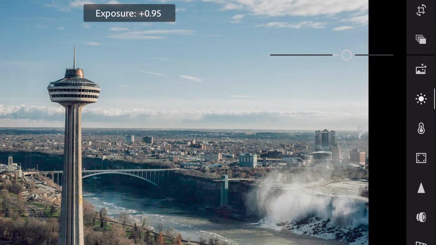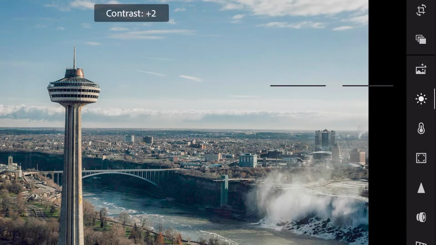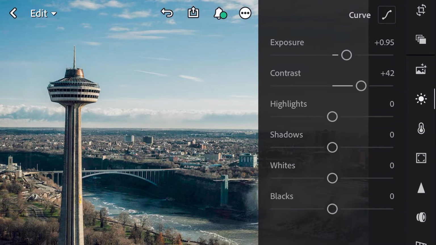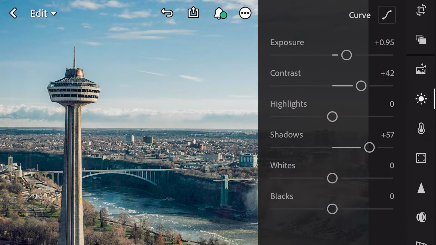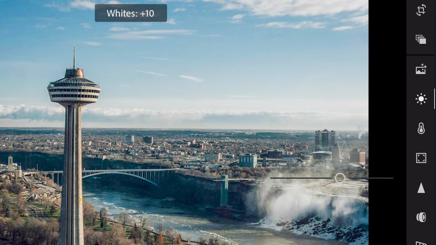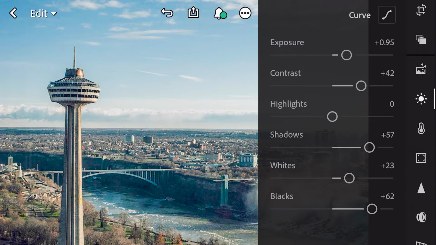Exposure plus 0.95. Contrast plus 42. Shadows plus 57. Whites plus 23. And blacks plus 62. Go to curve.